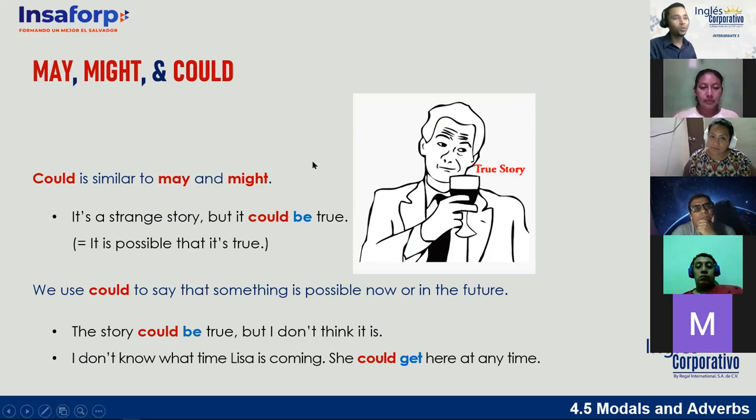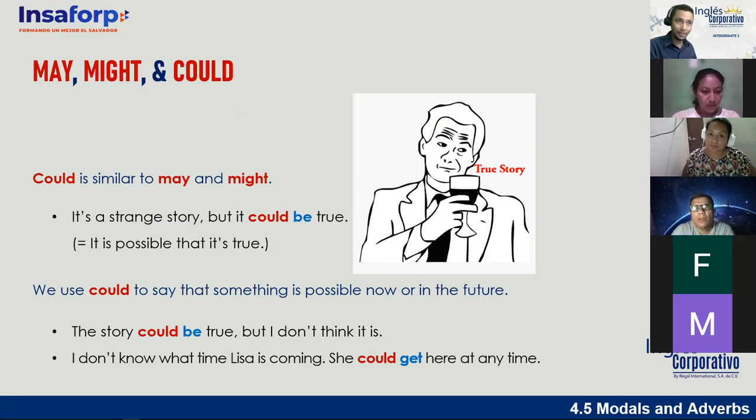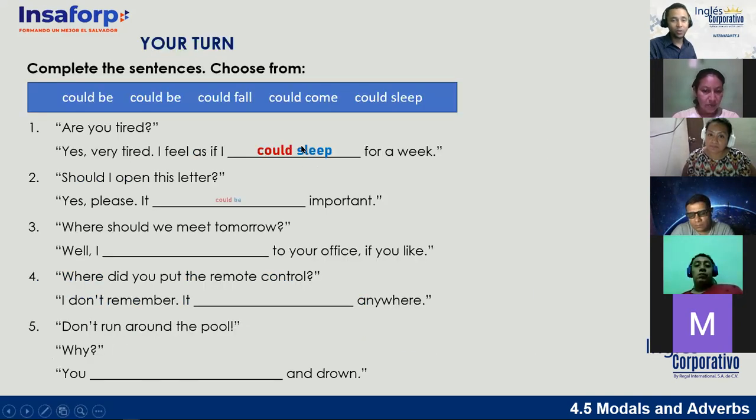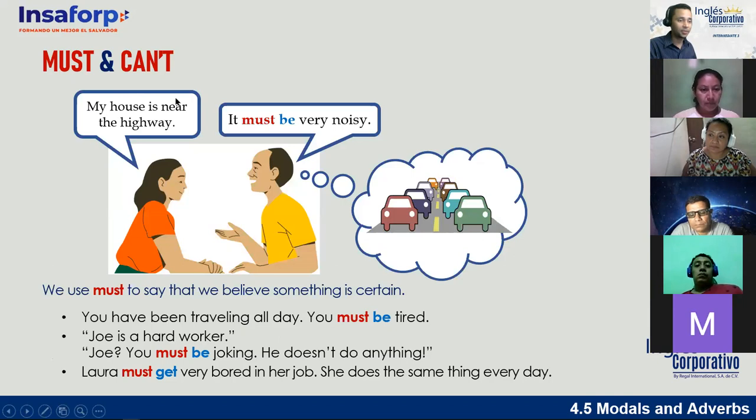But what happens when you want to express that you are sure about something? You want to express that you are sure that something is true, or that you are sure that something is impossible. That's when you use must and can't. You use must when you want to say that you are sure about something, or that you are convinced about something. What about can't? Can't is the opposite. You use can't when you want to say that you are sure that something is impossible, or that you are convinced that something is impossible.